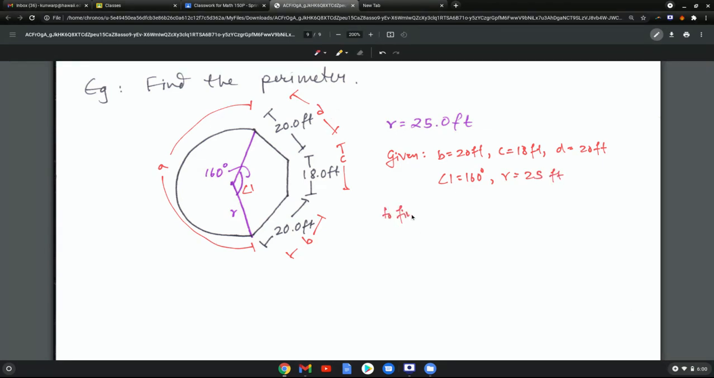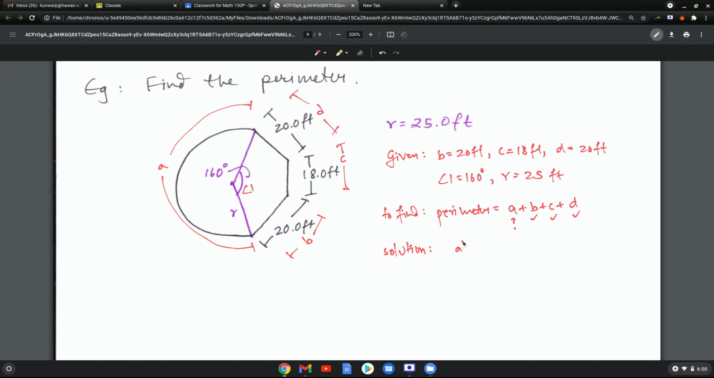What am I trying to find is the perimeter, which we know is just the length of the boundary, so it is A plus B plus C plus D. Now here I observe that I know B, I know C, I know D. So what I'm actually trying to find is A. So let's go to the solution step. How do I find A?